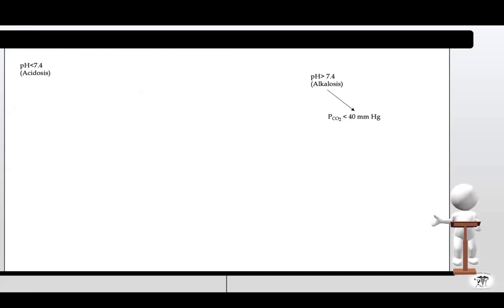Now, what happens if I have this alkalotic state, but have a low CO2? This is going to be a respiratory issue. What are going to be the causes here? Hyperventilation. Early altitude exposure or early sickness can come into play here. Excessive aspirin ingestion can come into play here as well.